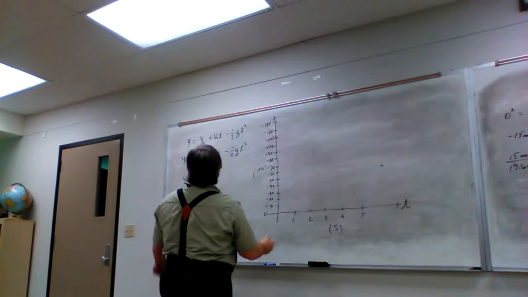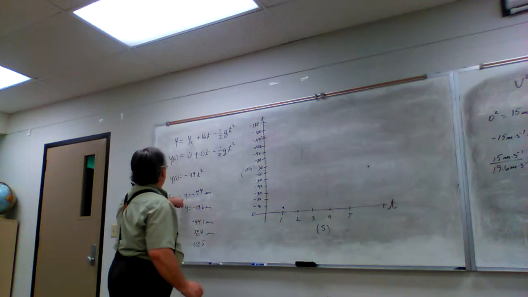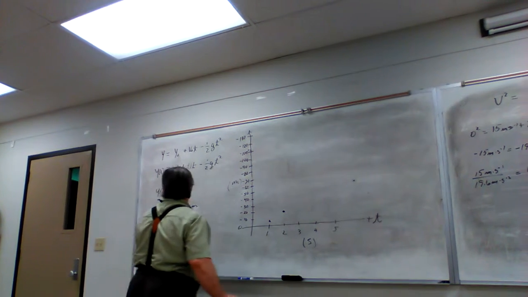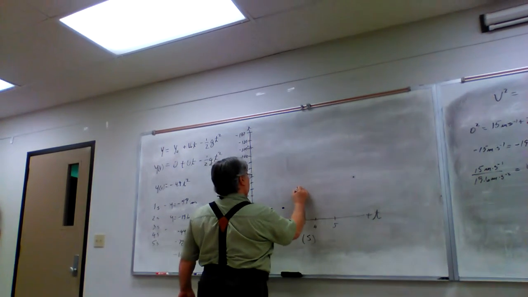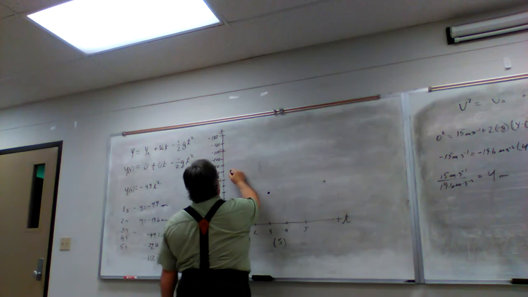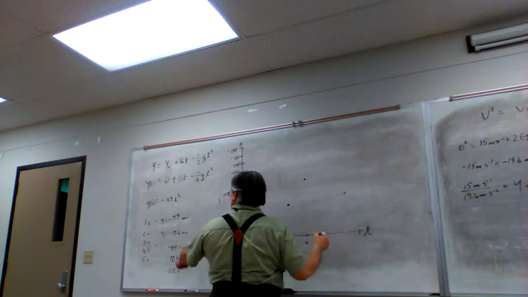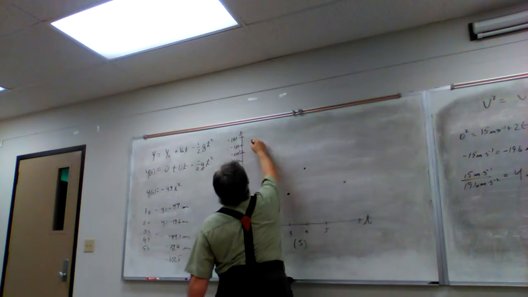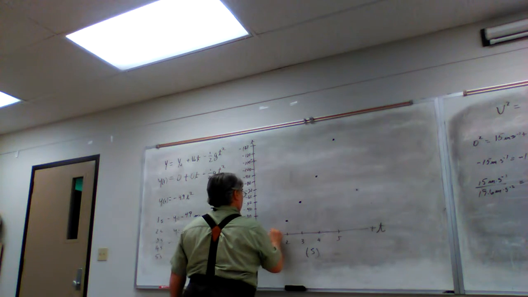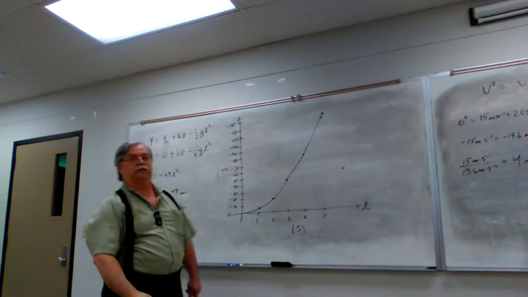At 1 second, we are at minus 4.9. At 2 seconds, we are at minus 19.6. At 3 seconds, we're at minus 44. At 4 seconds, we're at minus 78.4. And at 5 seconds, we're at minus 122 and change. And there's your graph.